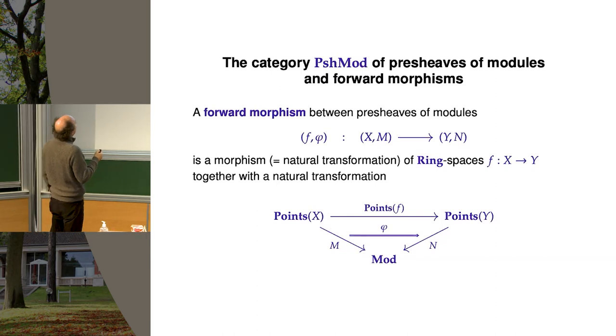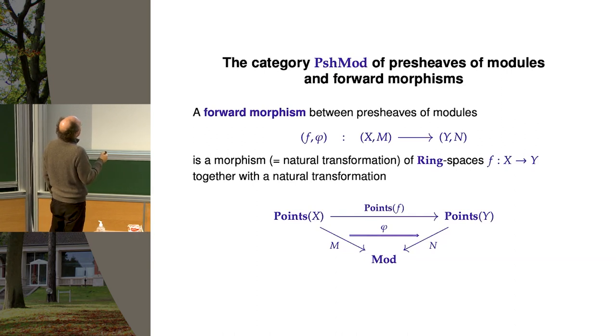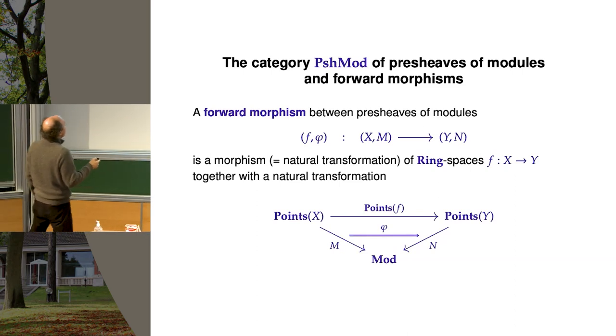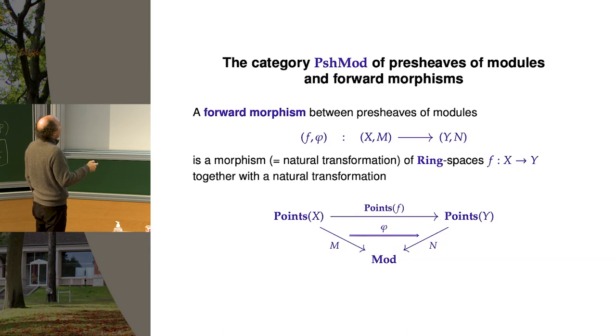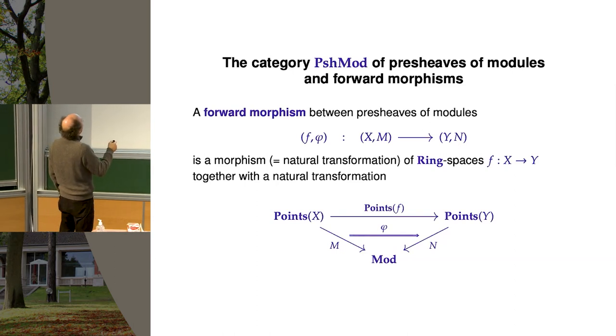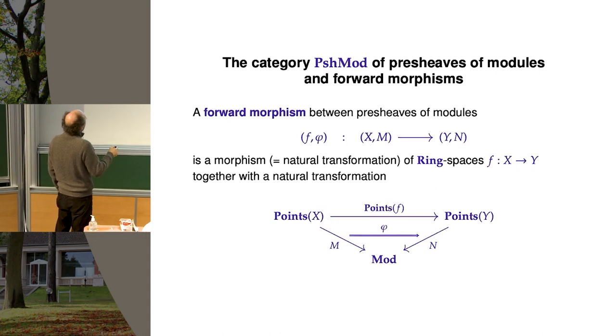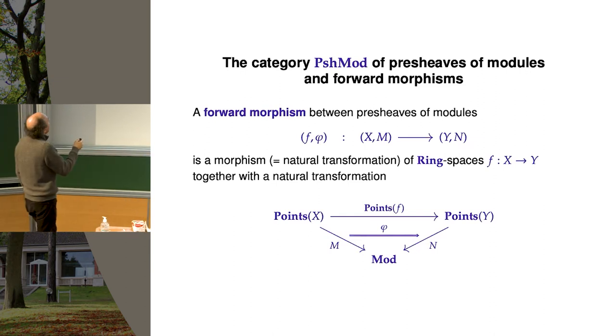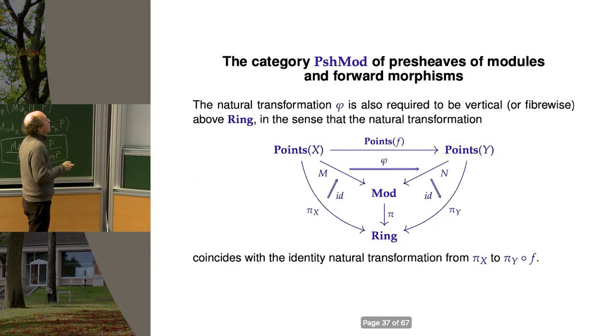A forward morphism is a map from X to Y, or natural transformation. So these are covariant presheaves, so it's just a map between covariant presheaves, which induces a functor between the categories of points. And what we want is that we equip this functor with a natural transformation from M into N of points of F. And that is what we call a forward morphism of presheaves of modules.